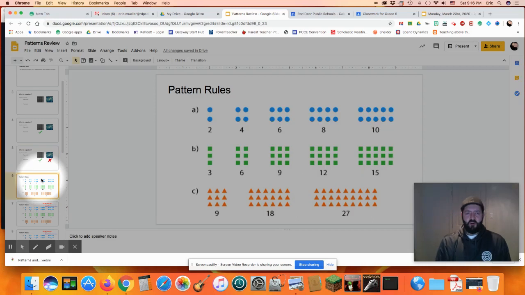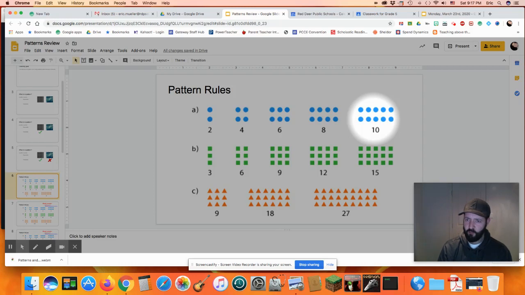So let's move on here and let's talk about pattern rules. I've got three examples here. And first of all, let's just confirm that these are in fact patterns. Is it repeatable? Well, this starts at 2 and it increases to 4 and then 6 and then 8 and then 10. And so we can see that that increases by 2 every time. Or some of you may describe that as skip counting by 2s.